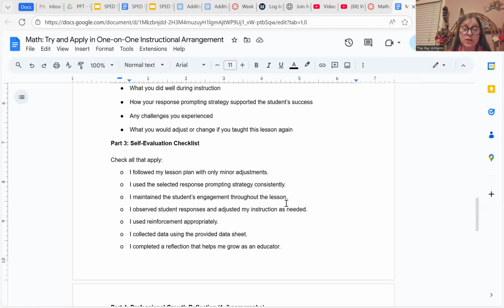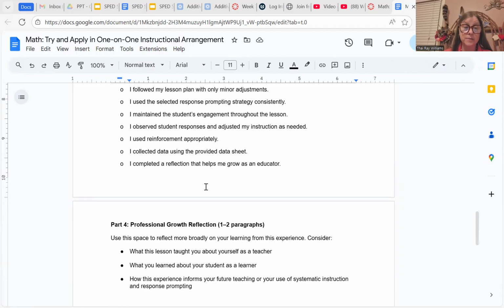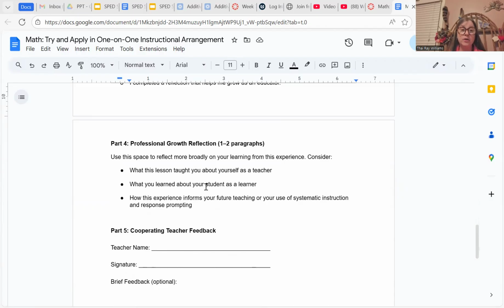After your self-reflection, you're just going to do a quick self-evaluation where you're going to check off things like, I followed my lesson plan with only minor changes. And you can write yes at the end. You can do a check, a smiley face, whatever you want. I used the selected response prompting strategy consistently. Again, you're just going to go through those bullet points and indicate which ones apply to you in your lesson. And then finally, you're going to do a professional growth reflection. Again, 1 to 2 paragraphs maximum.